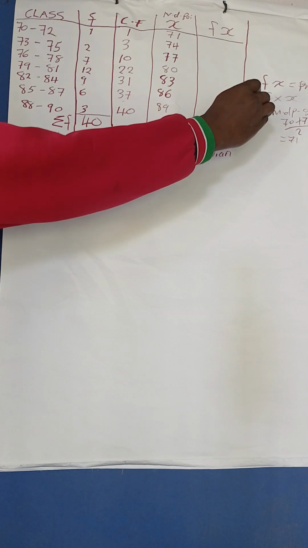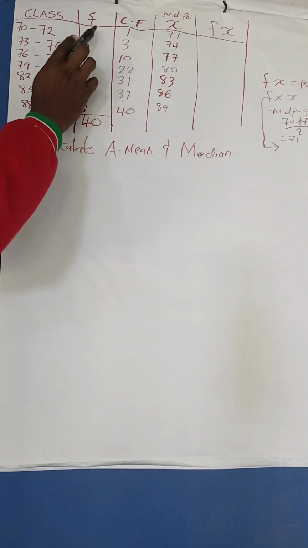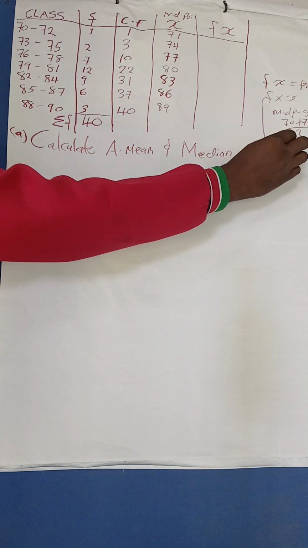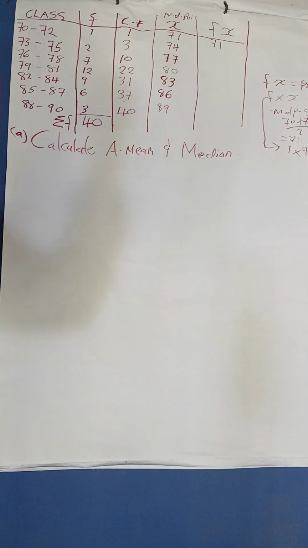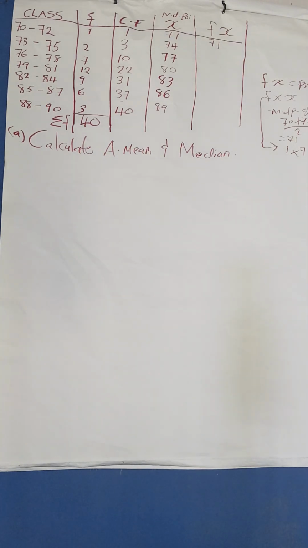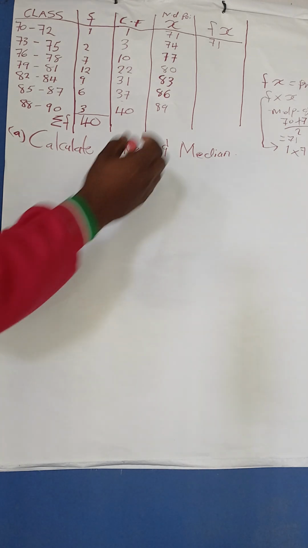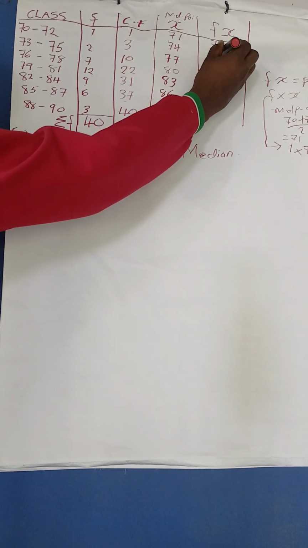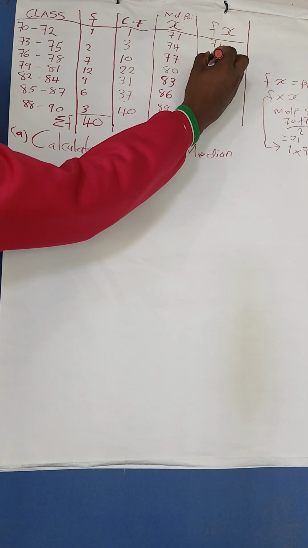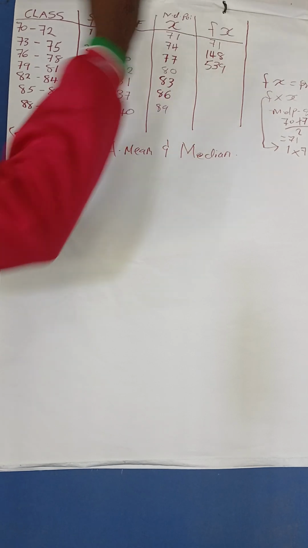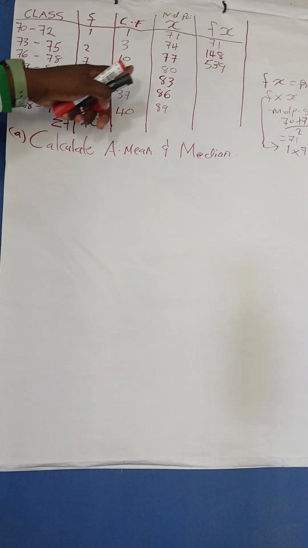So the first one will be 1 multiplied by 71, and you'll get 71. Just simple that way. The next one will be 2 multiplied by 74, you'll get 148. Good. The next one, 7 multiplied by 77, you'll get 539.